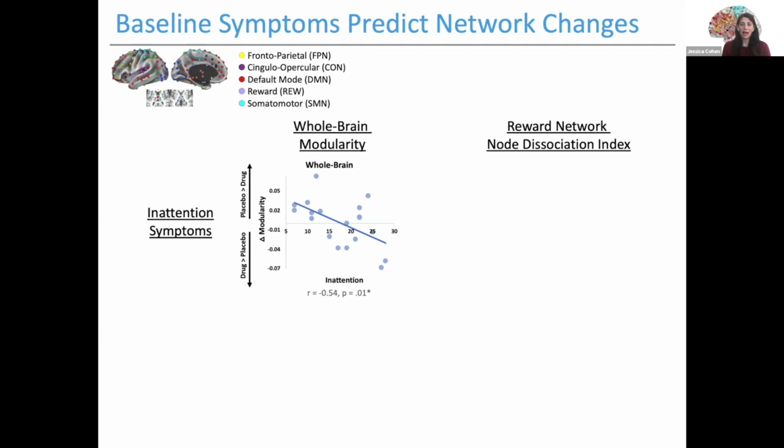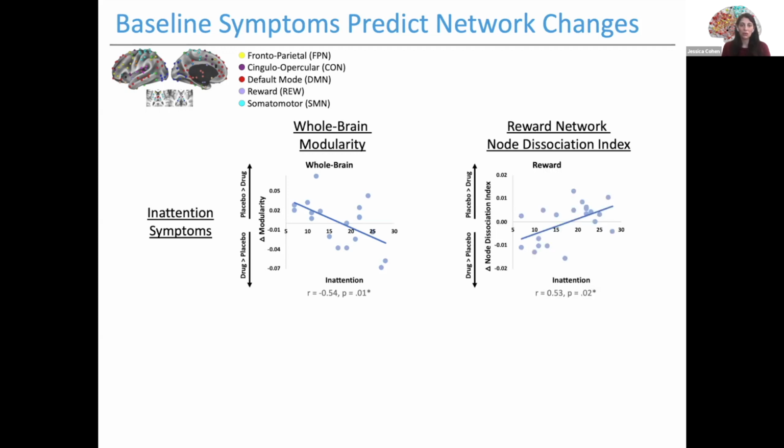So what we found is that in the subjects who had higher baseline levels of inattention, there was a greater increase in modularity on the drug as compared to on the placebo. And when we looked at reward network node dissociation index, we saw that those with higher baseline inattention showed greater decreases in node dissociation index on the drug.